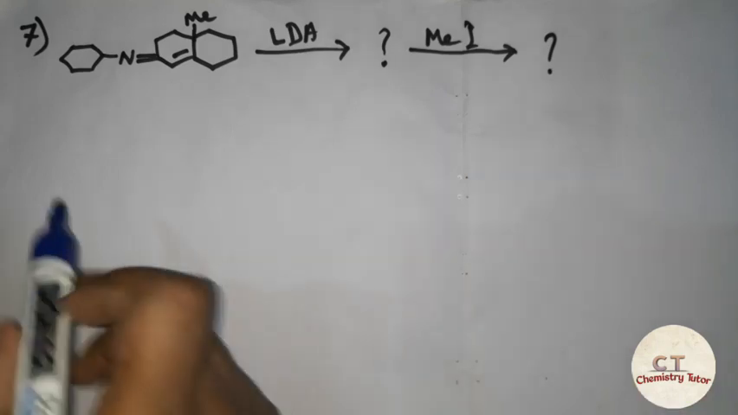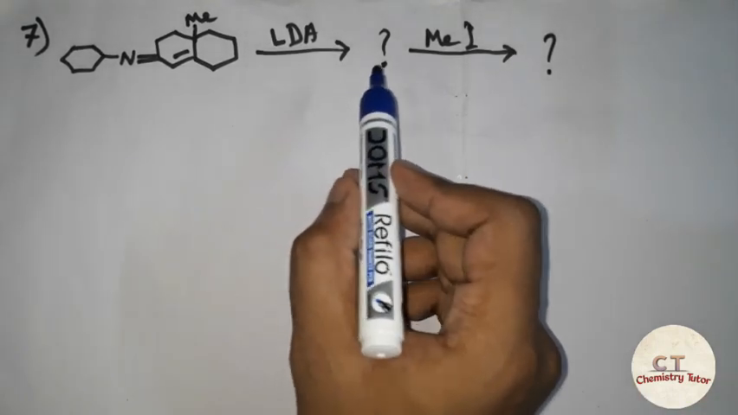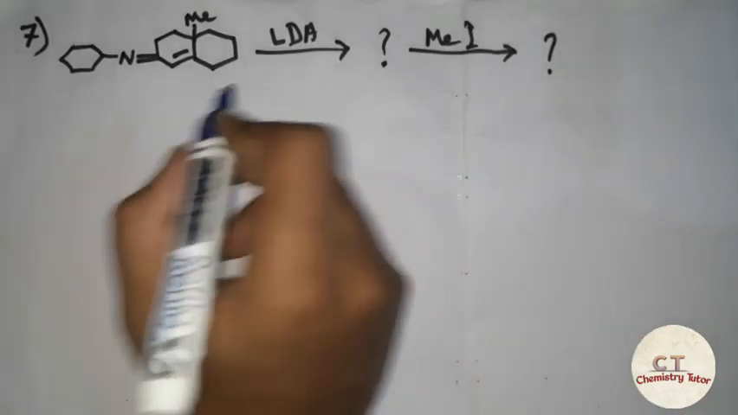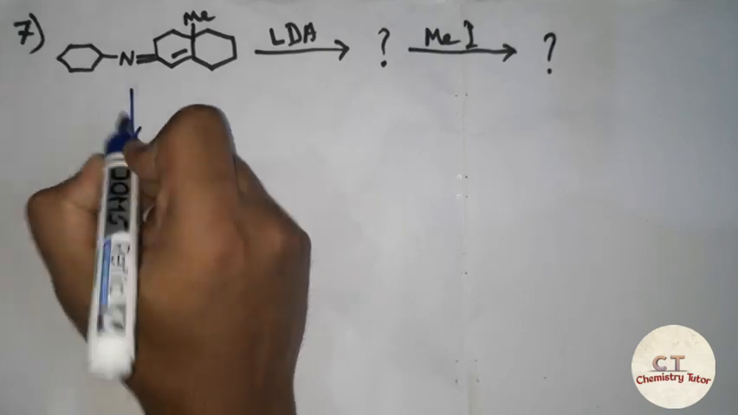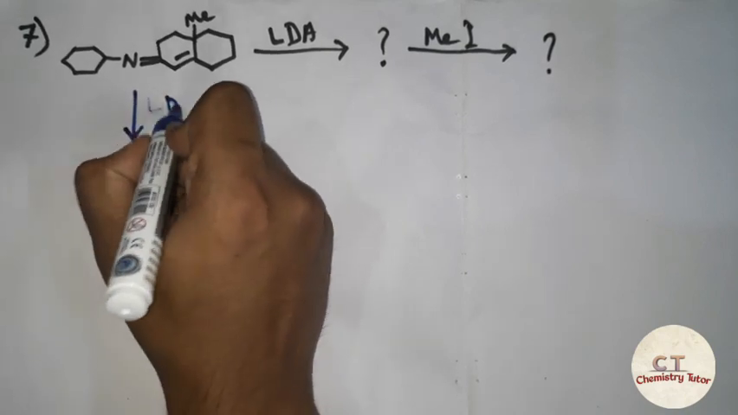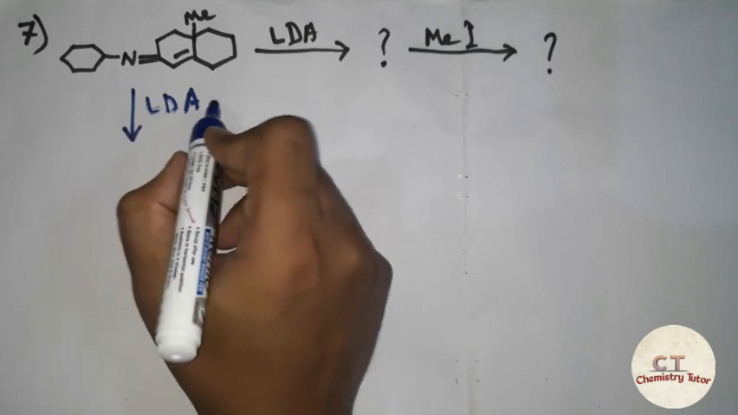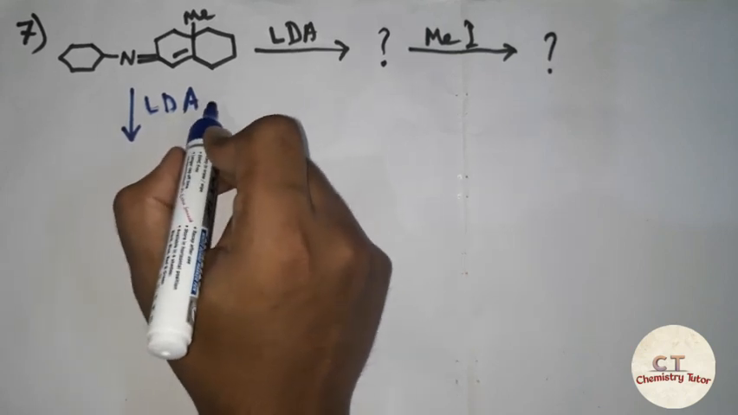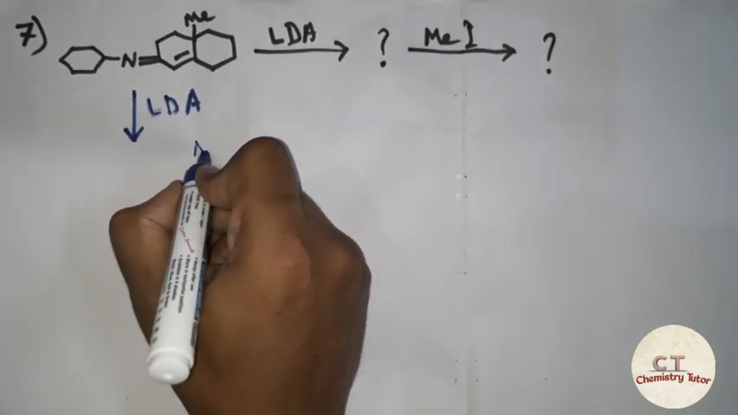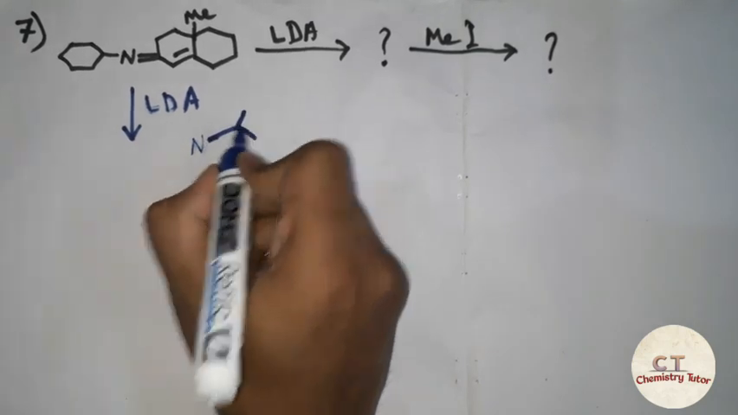Let's move on to another example. So what will be the products formed here? Okay, on treatment with LDA, what is LDA? LDA is a non-nucleophilic base. That means it acts mainly as a base. This is the structure of LDA.